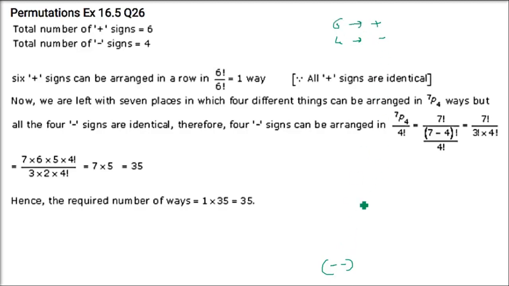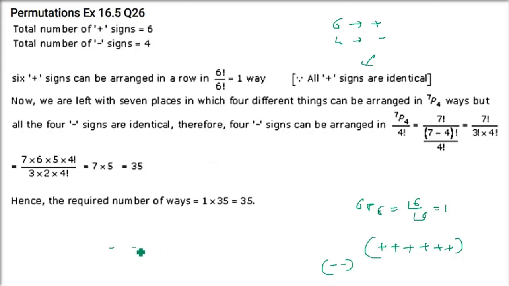So the positive signs, how many are there? Fixed 6P6, right? Factorial 6 is the total, but there is repetition of plus signs. So factorial 6 will come in the denominator, and you will get 1. See, these 6 are identical. You take here or there, it doesn't matter. So 6 formations will be there, but you have to divide by factorial 6.